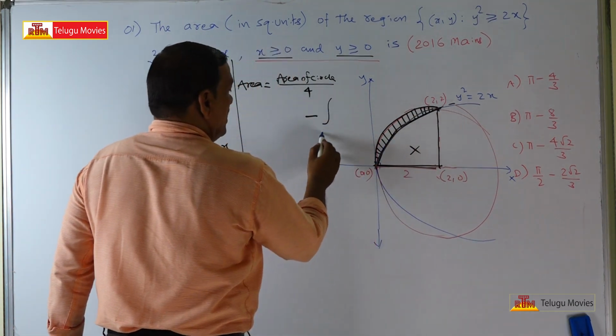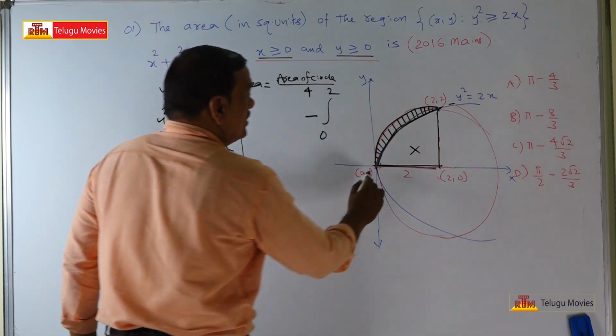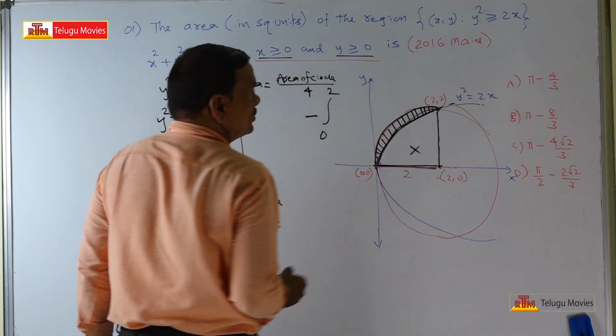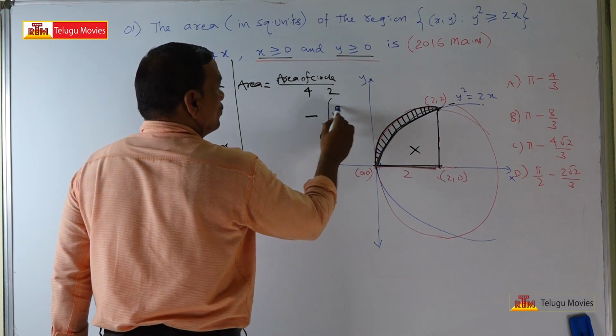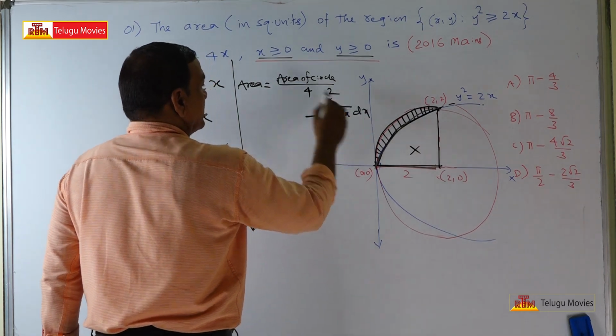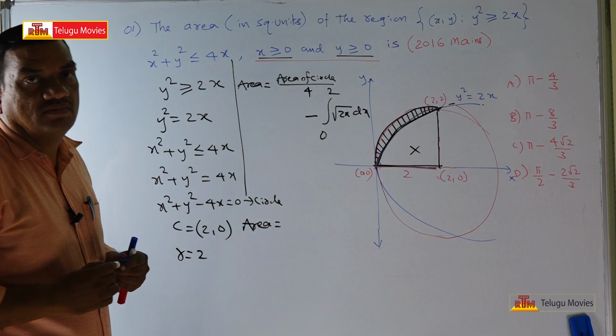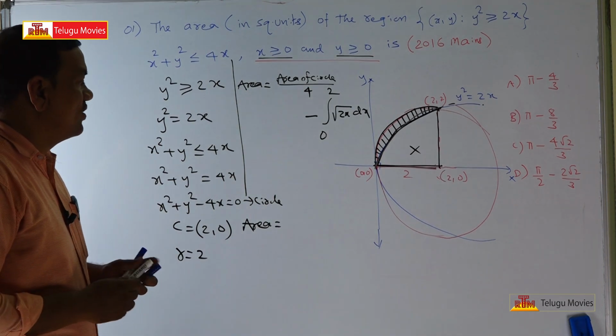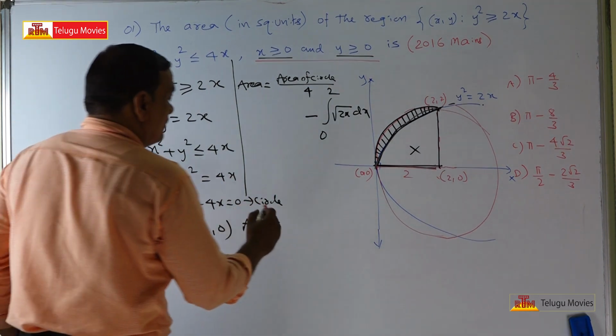That is integral 0 to 2. What is this curve equation? y square is equal to root x. That means y is equal to root of 2x dx. So this is your answer. Understand? So let us take, what is the area of the circle?